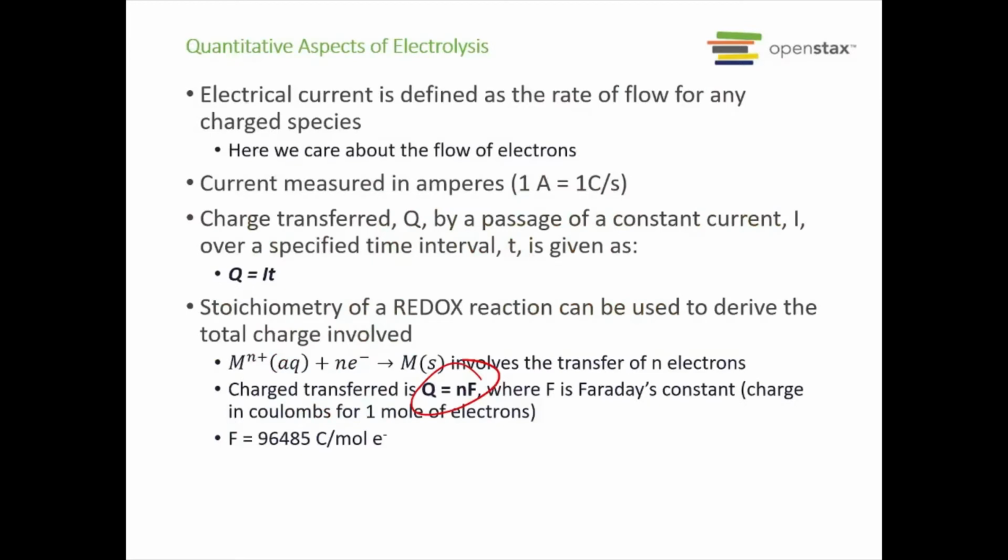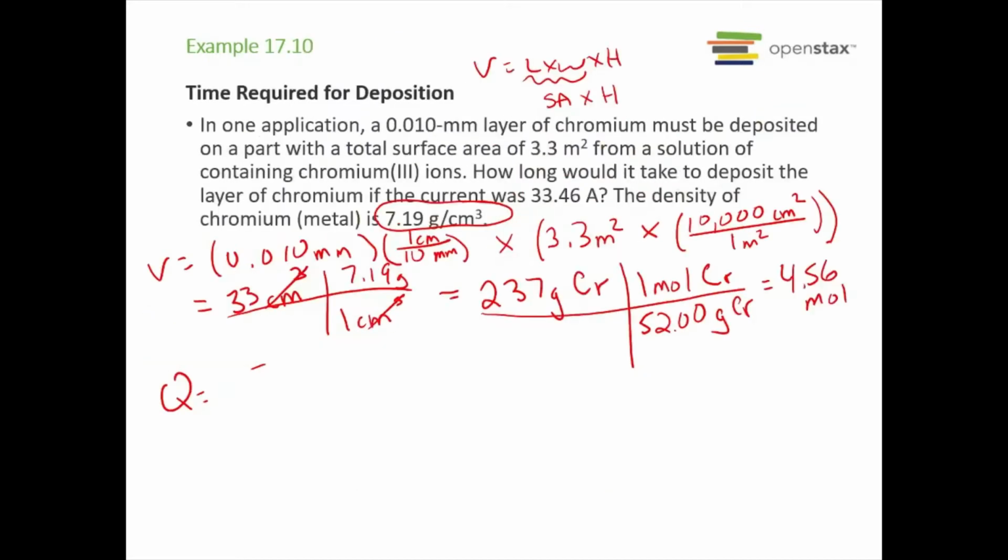Yeah, Q is equal to n times F, but Q is also equal to I times t, which is the constant current over a time interval. But we're going to go ahead and start with the n times F. So the number of moles that are transferred here, we know we have 4.56 moles. But we also know from the reaction, when you look it up, that there are 3 moles of electrons that are transferred for every 1 mole of chromium. So that 4.56 moles we said, I misspoke, is the moles of chromium, not the moles of electrons.